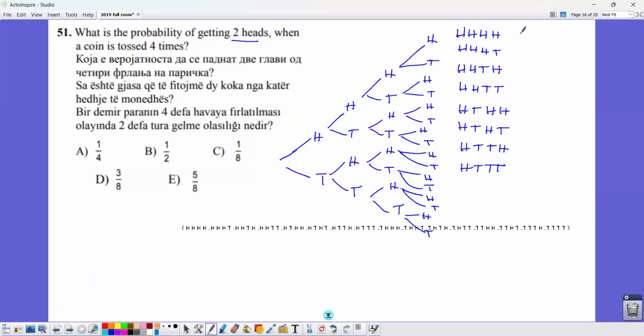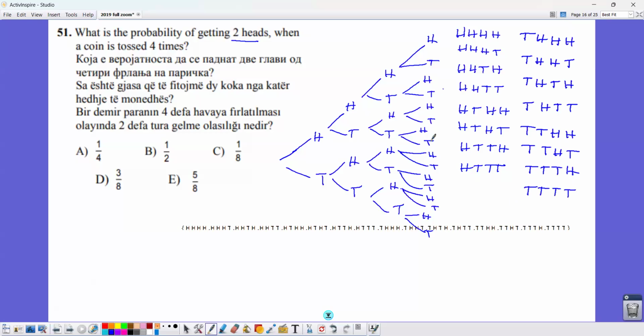When we finish this part, I'm starting now with the first tossing as tail. Tail, head, head, head; tail, head, head, tail; tail, head, tail, head; tail, head, tail, tail. Now tail, tail, head, head; tail, tail, head, tail; tail, tail, tail, head; tail, tail, tail, tail. This is all the possible outcomes after tossing a coin 4 times.